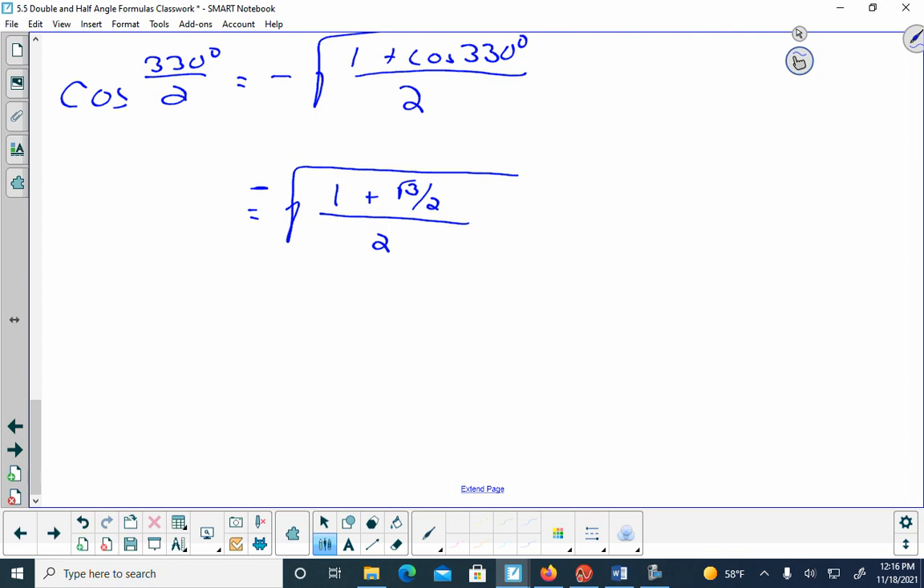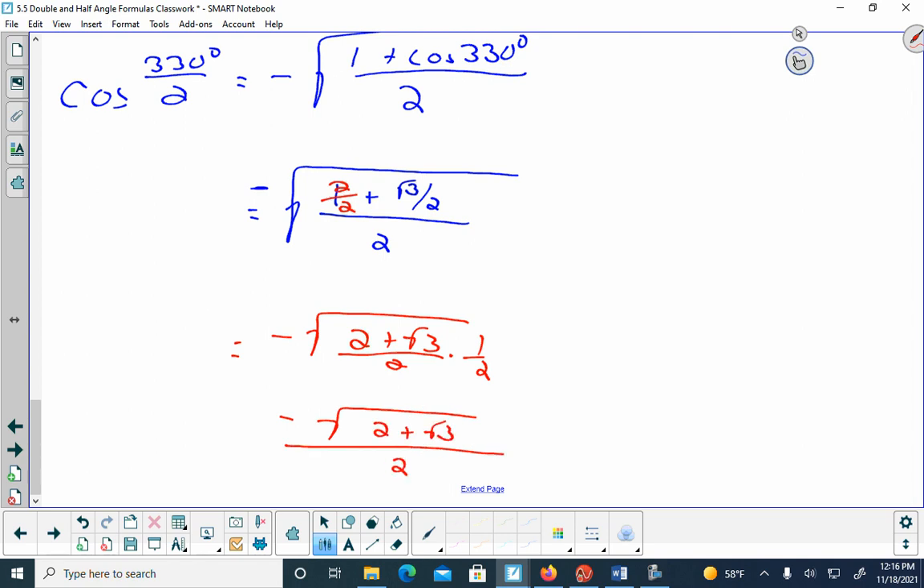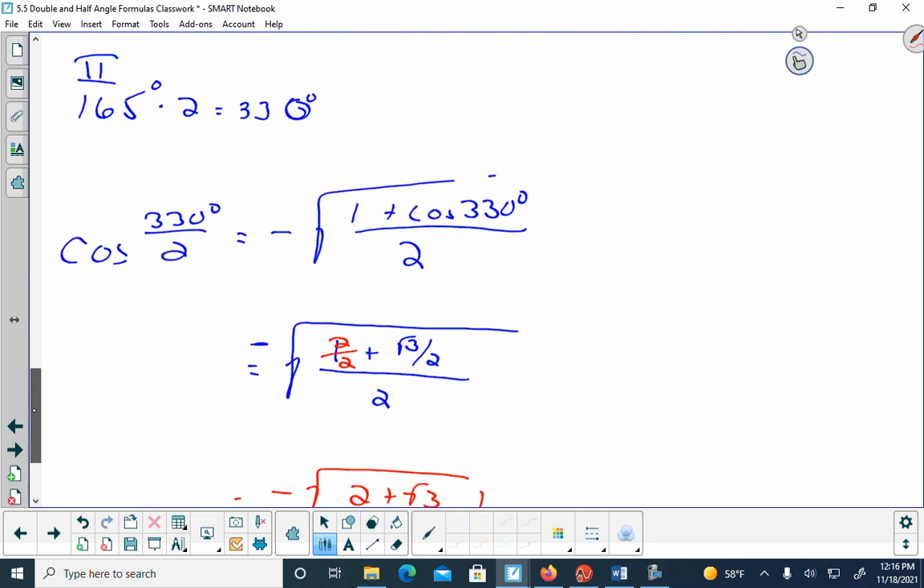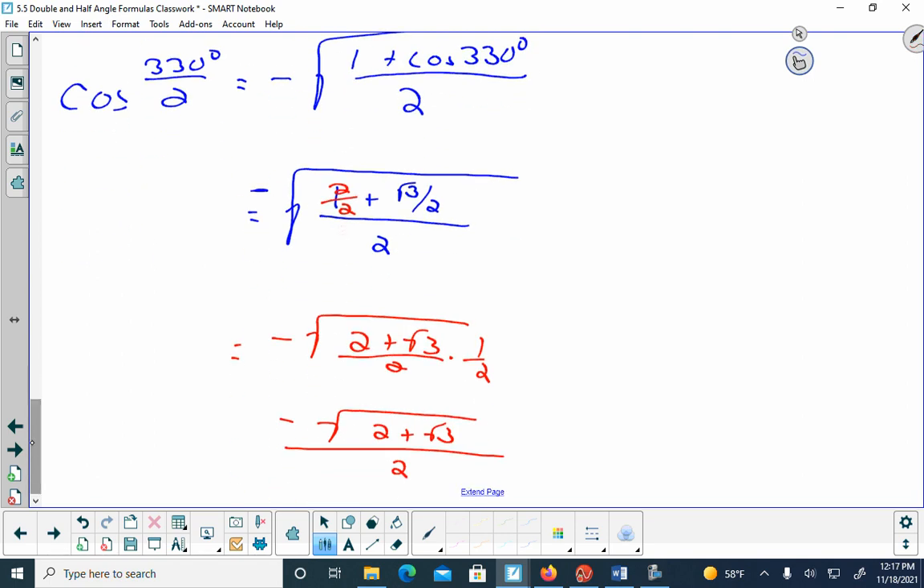So I'll do all the work again. So I'm skipping steps though. So that's going to be a negative square root of 2 plus the square root of 3 over 2 times 1/2. So negative square root of 2 plus the square root of 3, and that's all over 2. Sine of 330 degrees over 2. It's going to be positive because I'm in the second quadrant. That 165 is in the second quadrant, so my sine is positive. 30 degrees over 2.